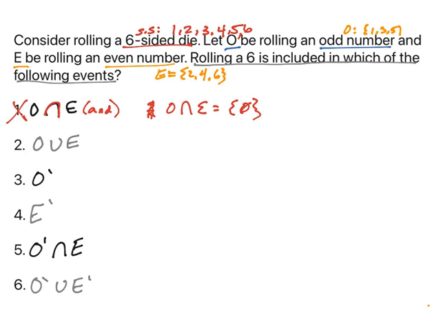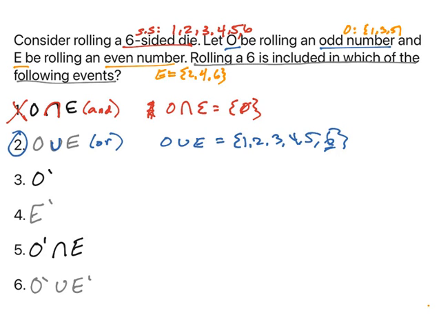Now let's go to number 2. O union E. Remember, this means "or." So if I would write out O union E, that's everything. That's odds and evens. And 6 is there. So this is a winner.